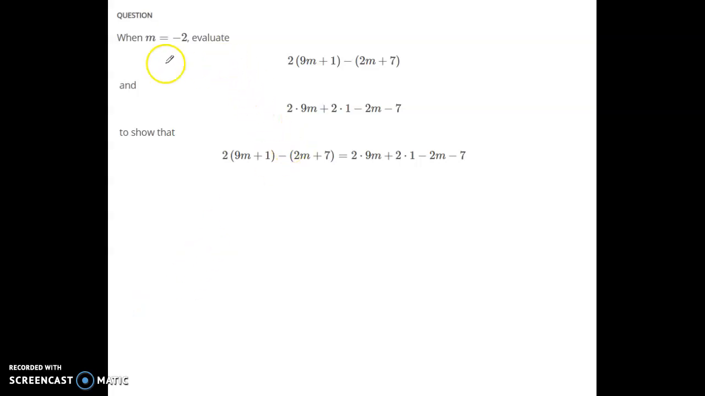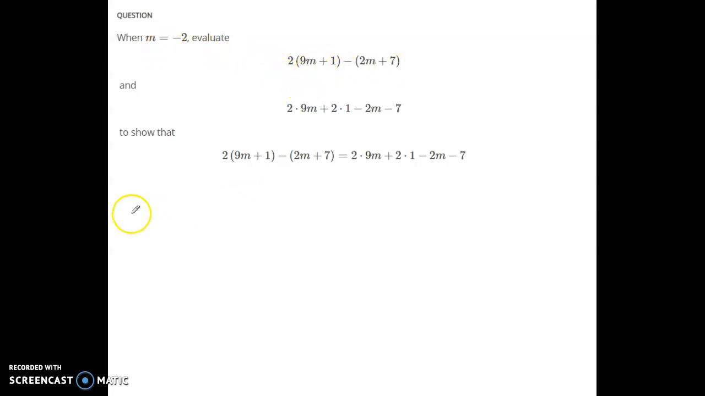For this type of problem, we're plugging in the same value for m into two different expressions. Here's one, here's the next. It's just to illustrate that the two expressions are equal to each other, because we should get the same value for each of them whenever we plug in the same number for m.